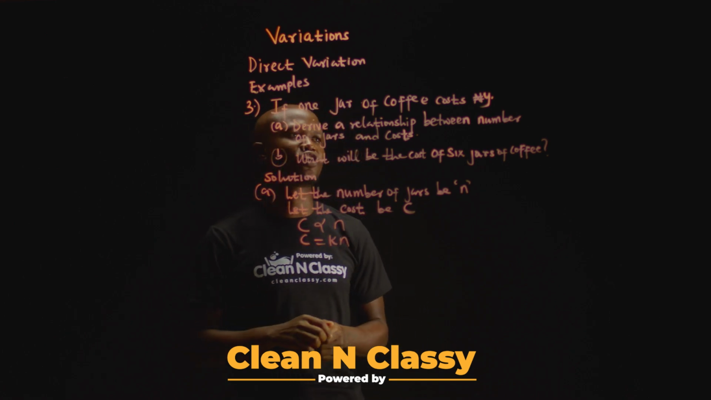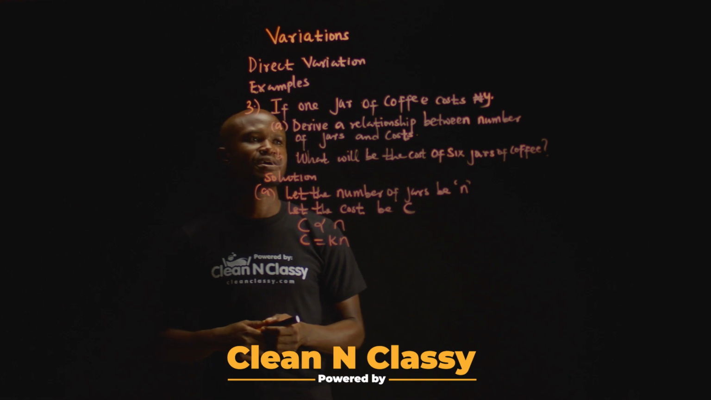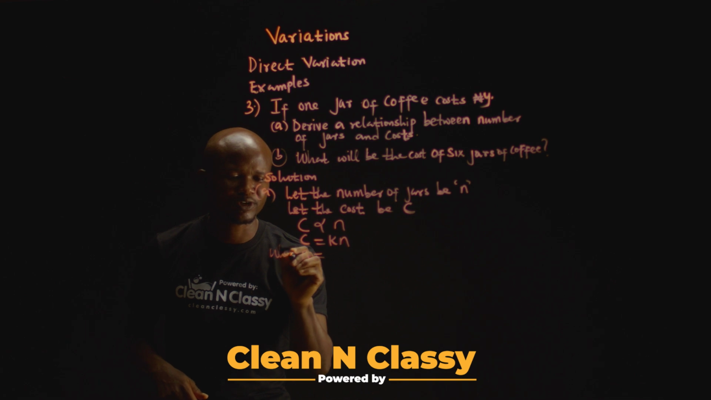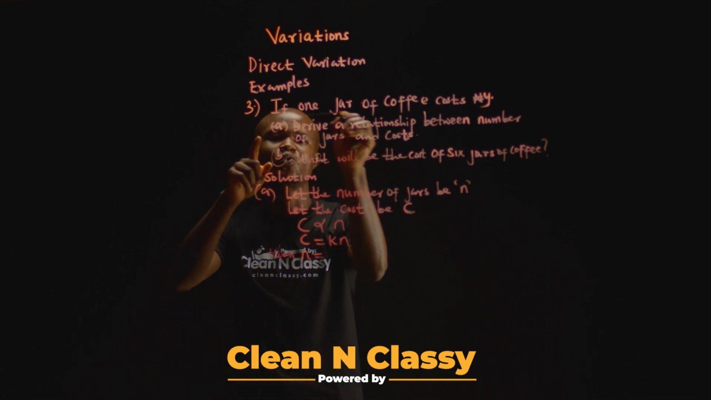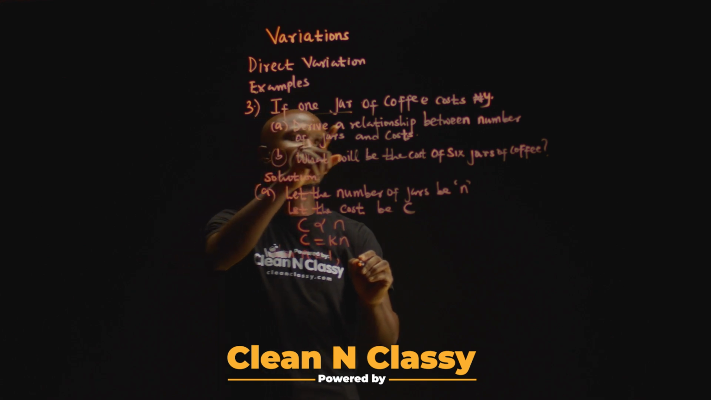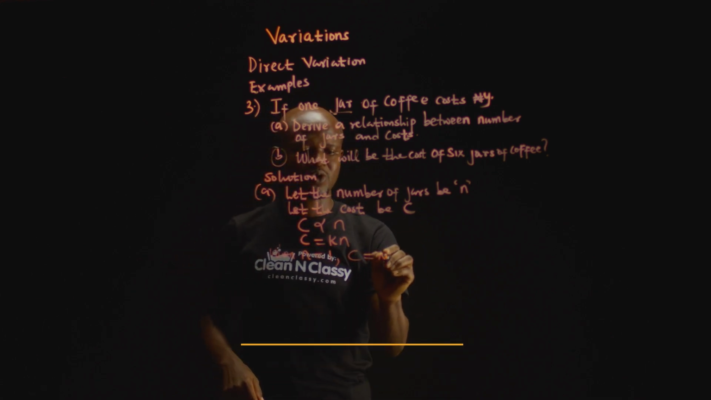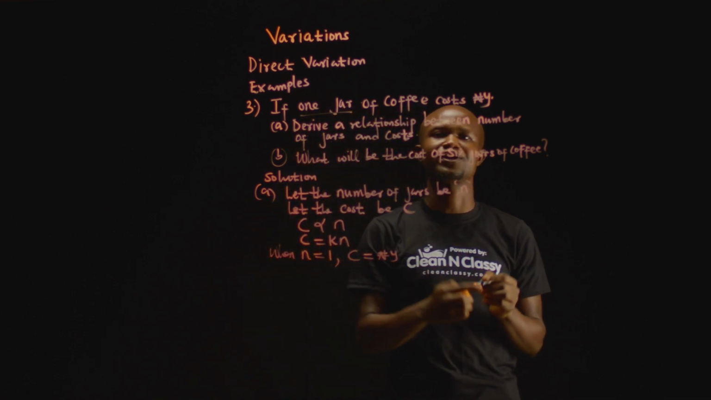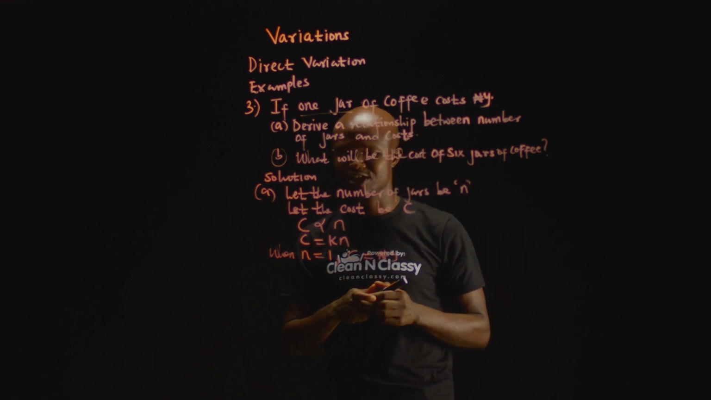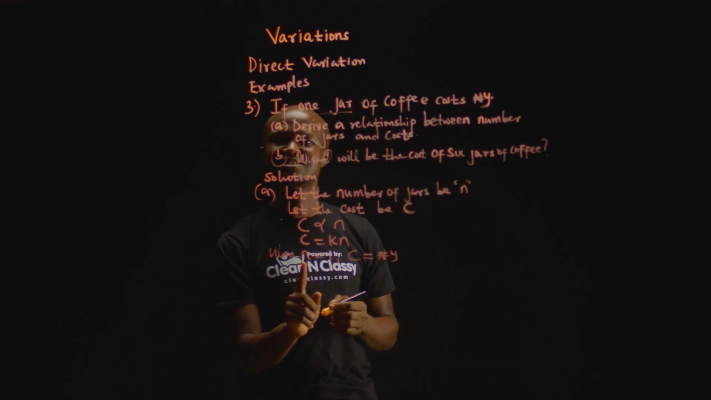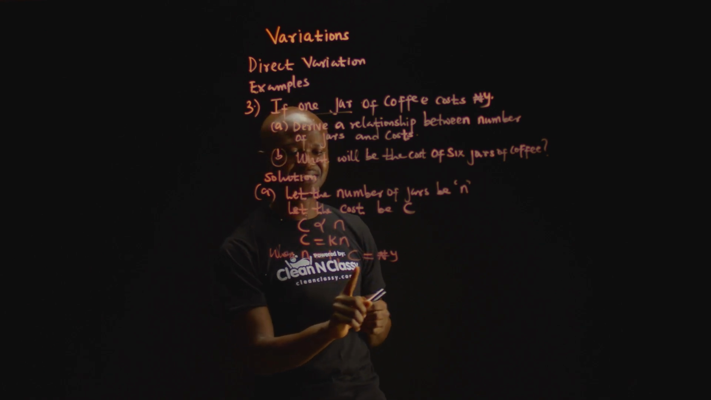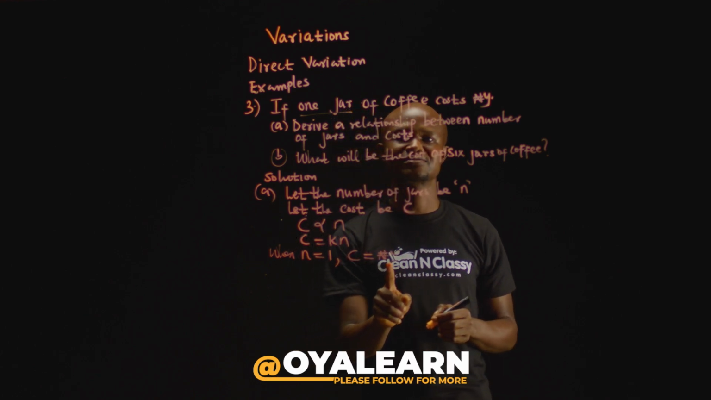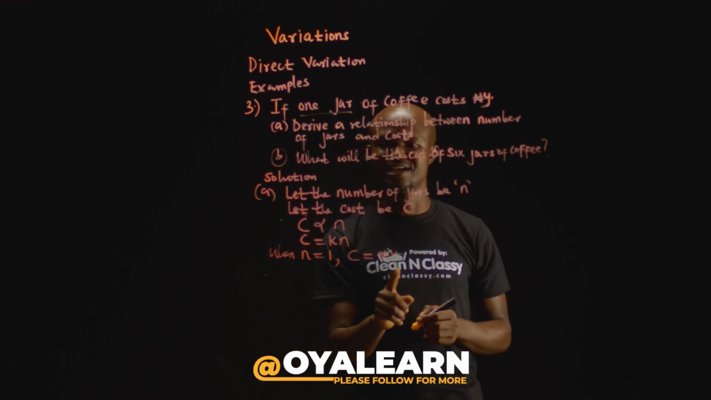If 1 jar of coffee costs Y naira, meaning that when n equals 1, from the question, when n is what? 1 jar, then C equals what? Y naira. That is the meaning of this statement. If 1 jar of coffee costs Y naira. So it means when number of coffee, which is n, equals 1, then the cost of 1 jar of coffee equals what? Equals Y naira.